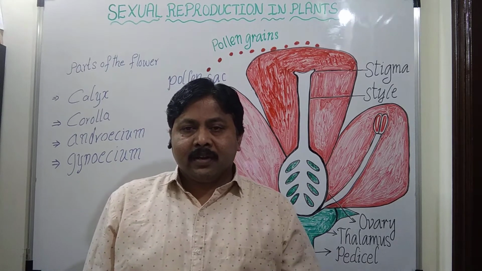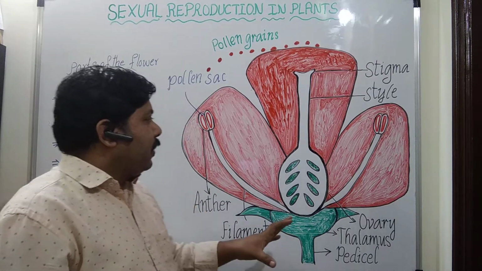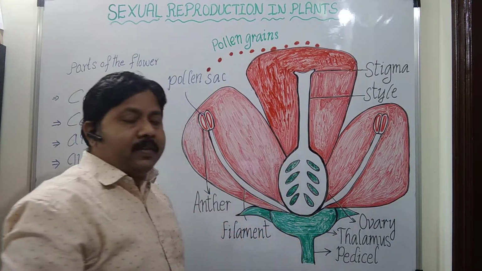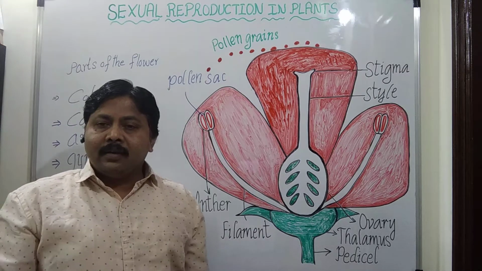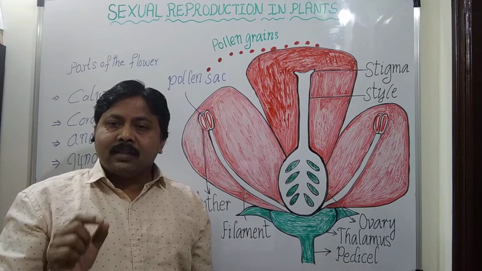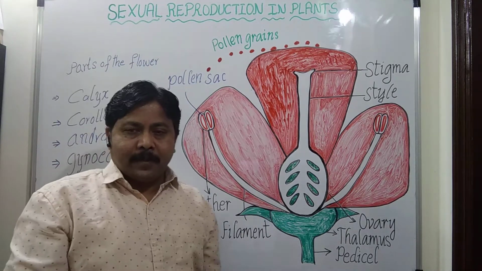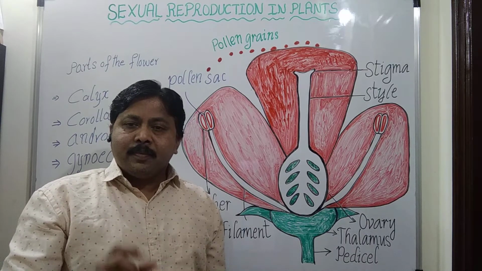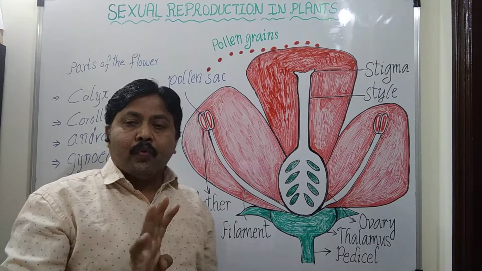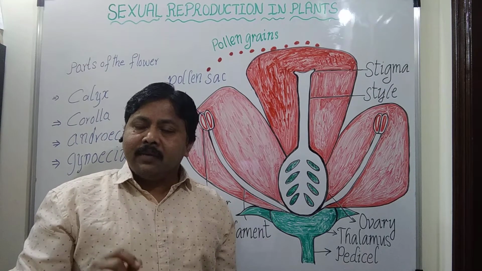Okay children, good. Come to the flower. So what is a flower? This is a flower. Flower is the reproductive organ in plants. What is flower? Flower is a modified stem. The flower contains 4 whorls. How many whorls? 4 whorls are present in a flower.